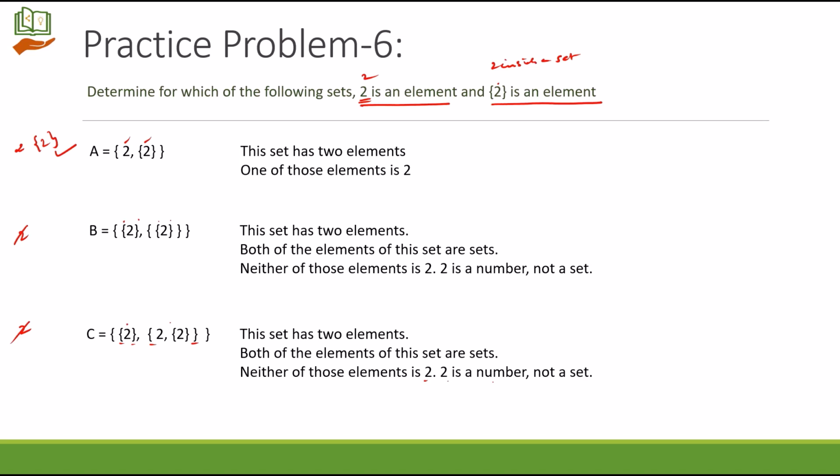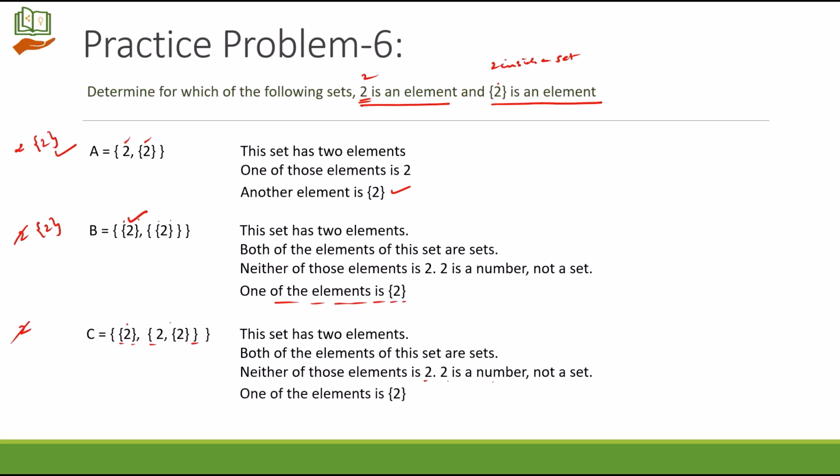Now let's take the set with the element 2. Another element is set with the element 2. So this is present. What about B? Yes, it is present here. So here also one of the elements is 2. What about C? Yes, it has this particular element. So all 3 sets A, B, C has the set with element 2, but only A has the element 2.